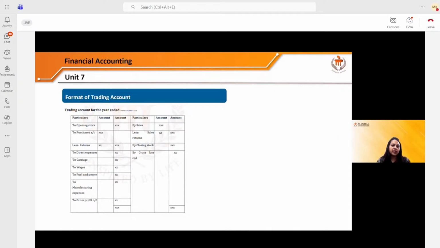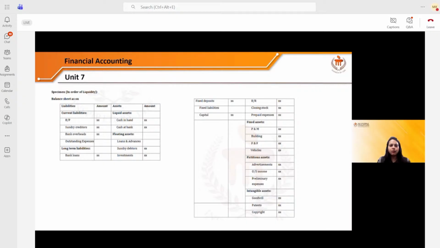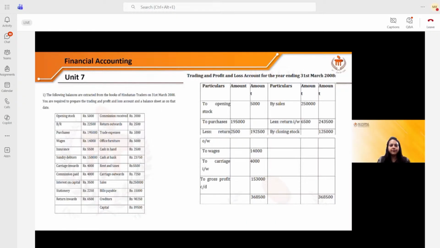So you will have to learn which items come in the debit side and which items come in the credit side. Okay. Now I am moving to the numerical. After that, I will move to the profit and loss account. First of all, we will finish the trading account. Then we will start the profit and loss account.